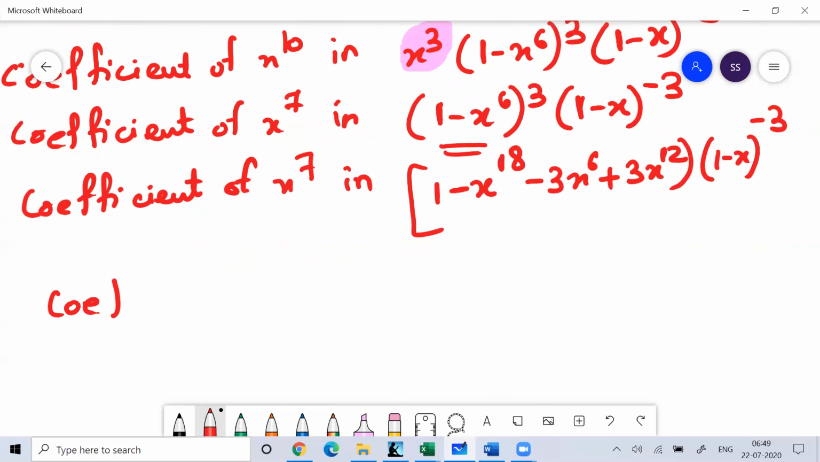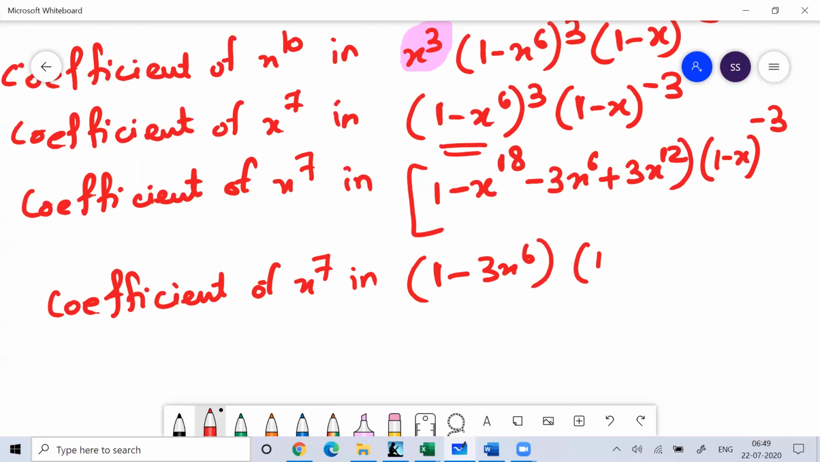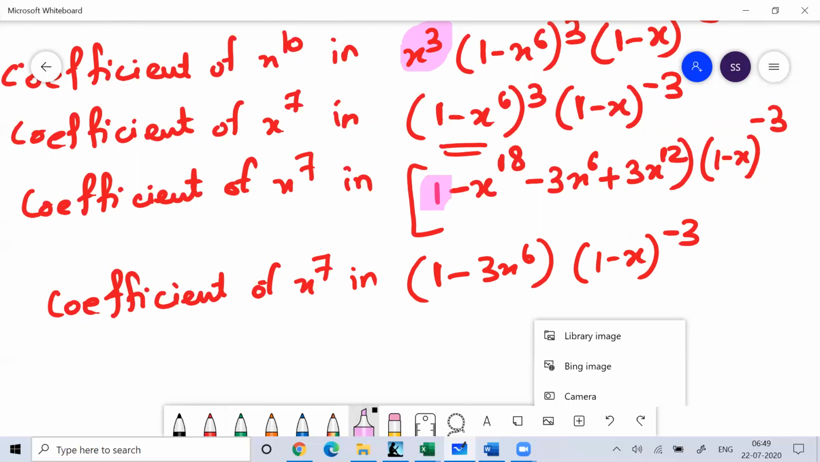So only two terms can help me to find the coefficient of x to the power 7. What power should I consider? So here I just need to focus on these two powers, because only these can help me. Either it is 1, or minus 3 into x to the power 6, because any power greater than x to the power 7 is definitely not going to help me figure out the coefficient of x to the power 7. So I hope you can understand this.